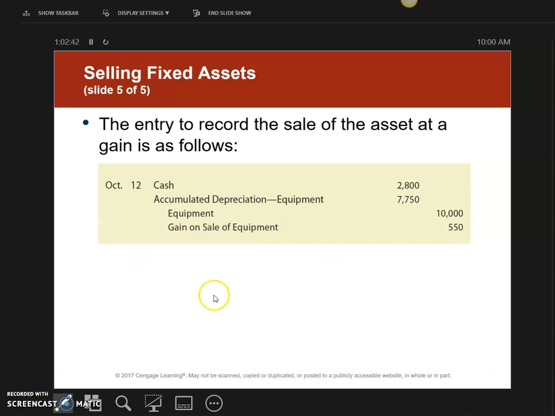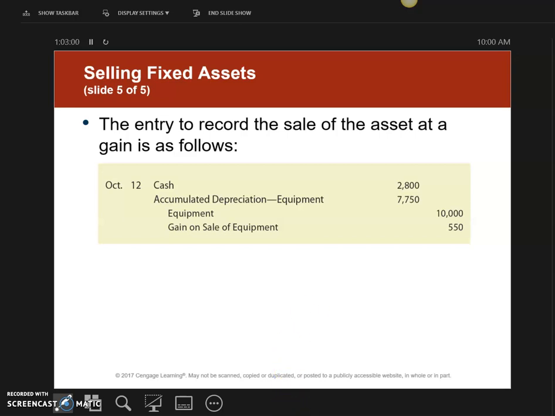So the key question is what is it worth on your books when you sell it? If you sell it for the same, there's no gain, no loss. If you sell it for less, there's a loss. If you sell it for more, there's a gain. Next, I'm going to talk about natural resources, and then I'm going to be finished with this video.